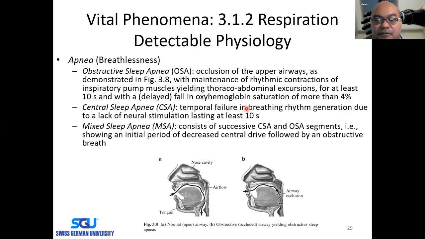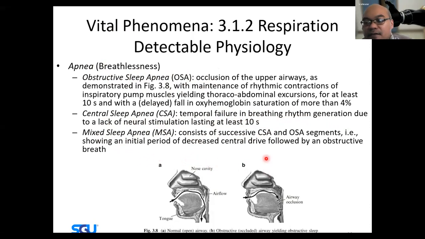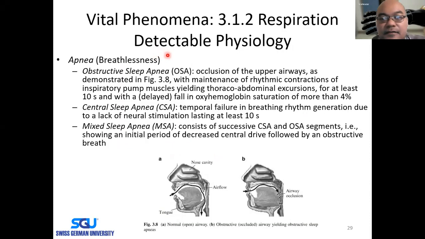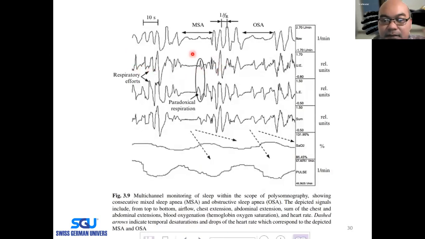Central sleep apnea is a temporal failure in breathing rhythm generation due to a lack of neural stimulation, lasting at least 10 seconds. Then mixed sleep apnea, MSA, consists of successive CSA and OSA segments: an initial period of decreased central drive, followed by an obstructive breath. This is an example of how these three different types of apnea can be measured using various signals.